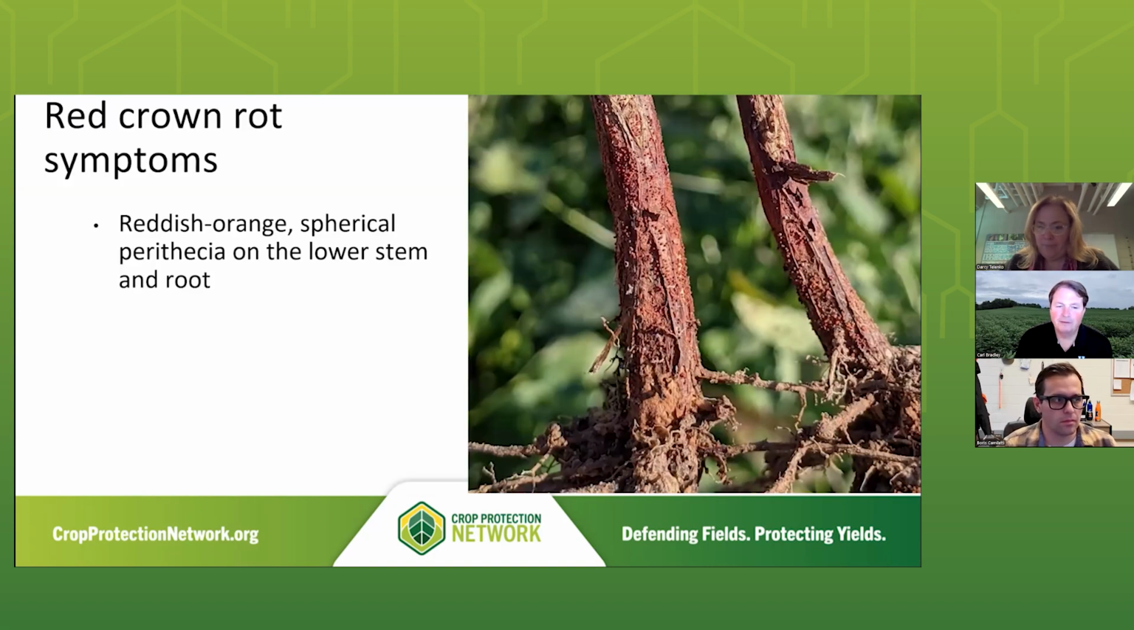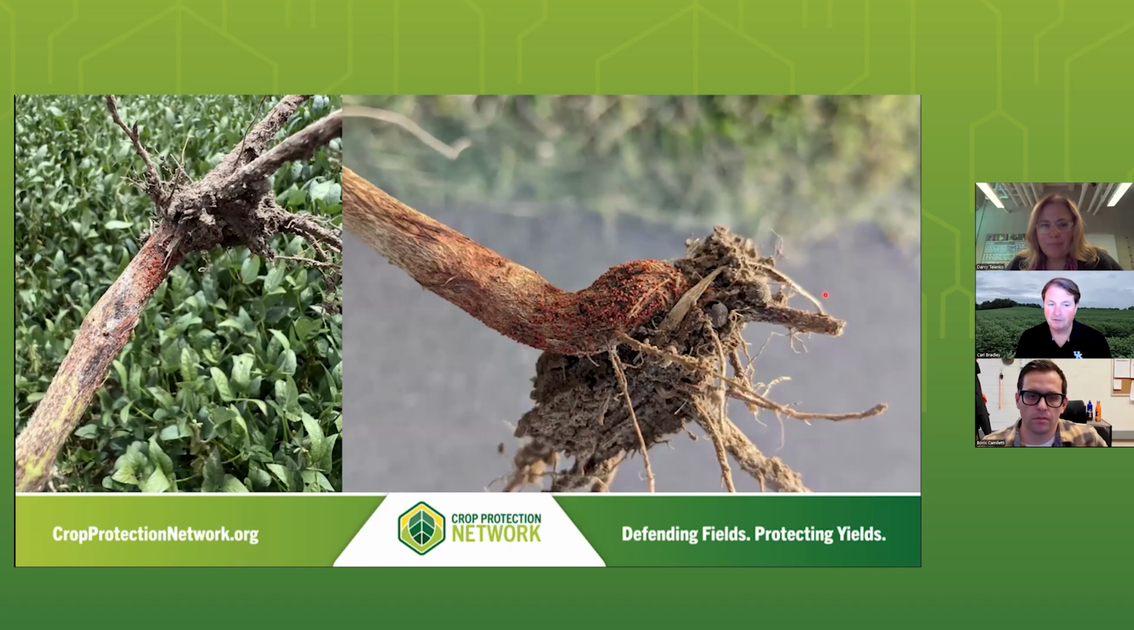Yeah, and so the other thing that's very diagnostic, but you don't always see, is that the fungus produces these structures called perithecia. These are orange, reddish-orange spherical objects, and you can see them there on the lower stem and root. And from what Boris was talking about earlier, looking at the timeline, these are things you would see later in the season, certainly after some of the foliar symptoms.